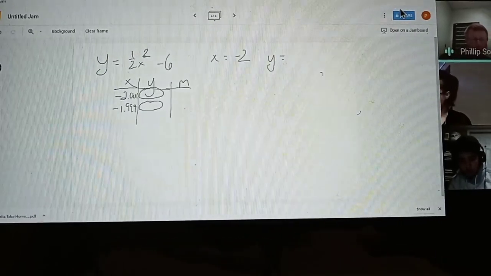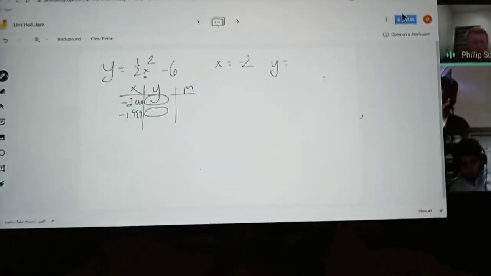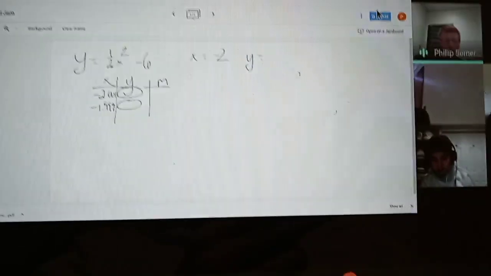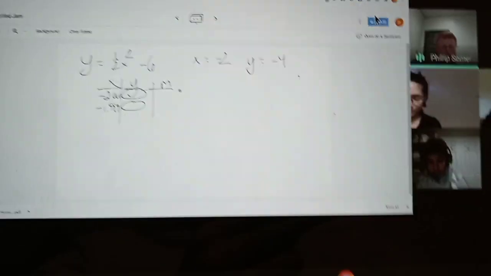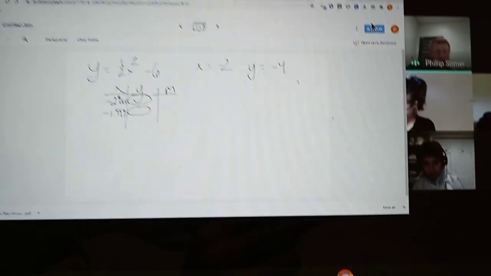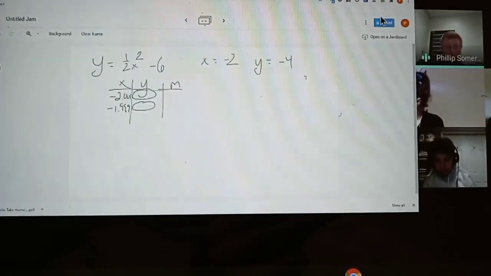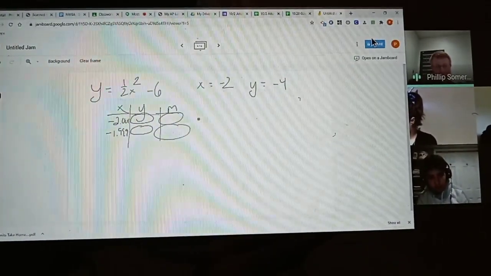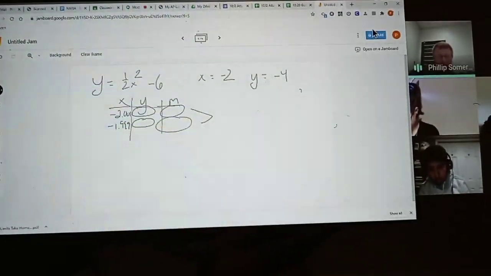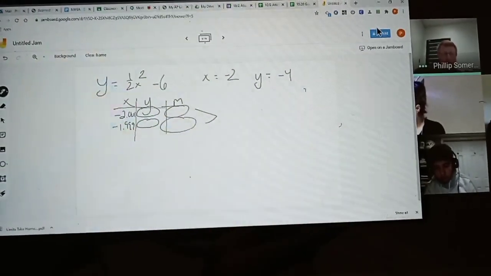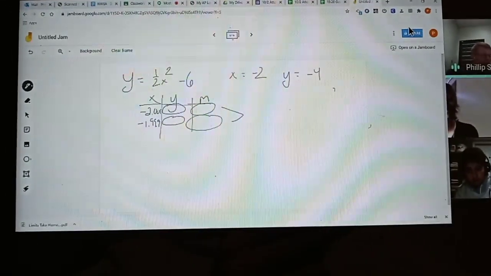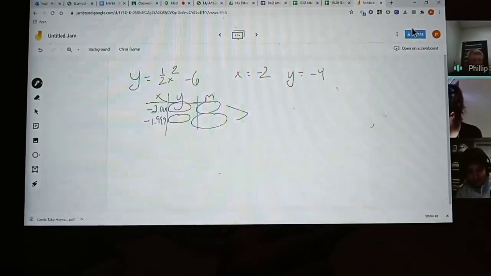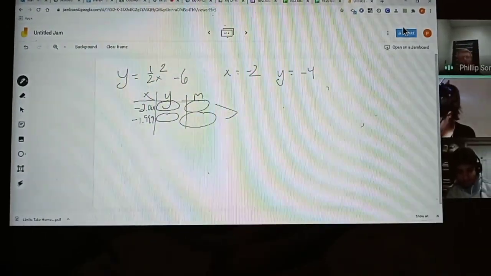So this one is negative 2 squared is 4. 4 divided by 2 is 2. Minus 6 is negative 4. Okay, so find the slope between this and this. There's your slope. Find the slope between this and this. There's your slope. And then get an answer. Does that make sense? Yeah. Don't do it with 6 values. Just do it with the values that are closest to negative 2.